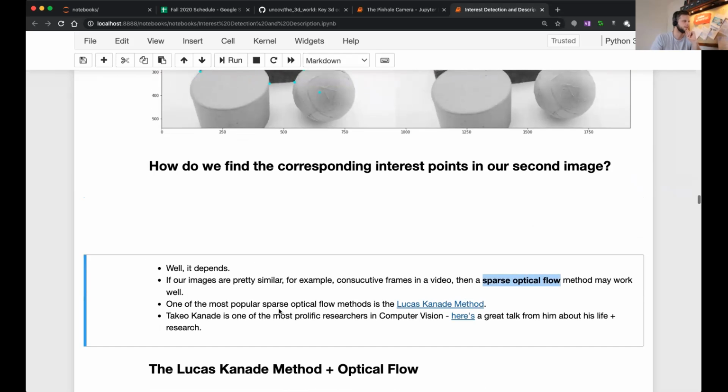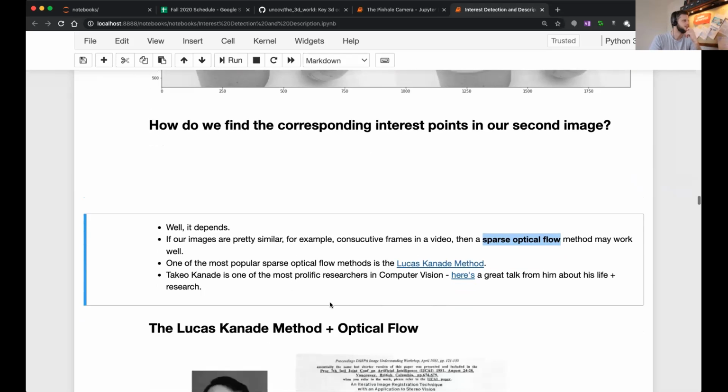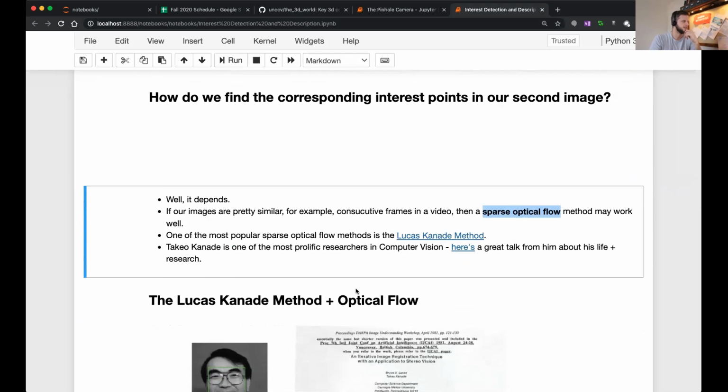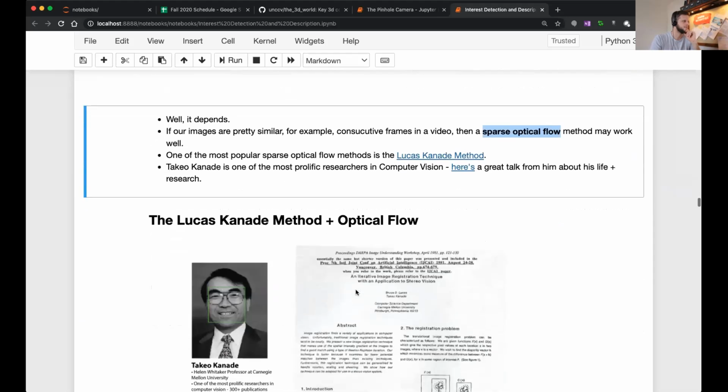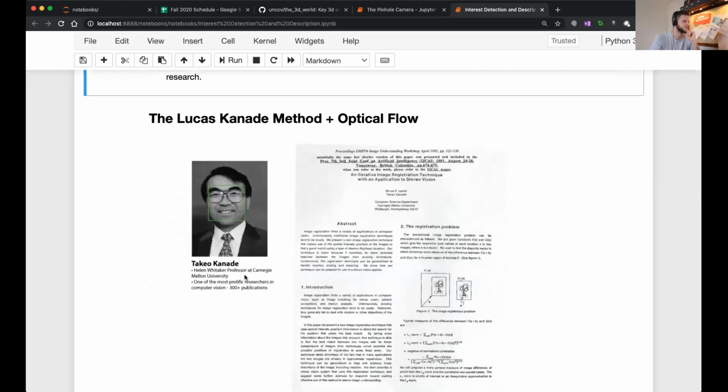Sparse optical flow. One of the most popular methods is called the Lucas-Kanade method. It's built into OpenCV as well. It's named for one of the researchers, Takeo Kanade. He has published, I think, more papers than anyone in computer vision. This guy's published like 300 papers or something crazy. And this method is named for a paper he co-published with Bruce Lucas.